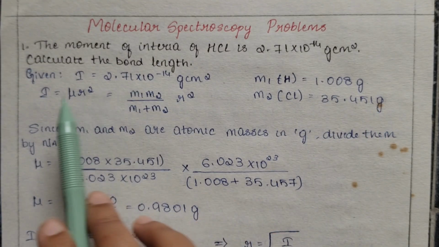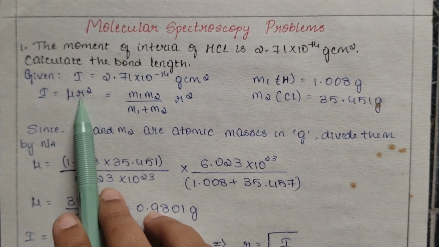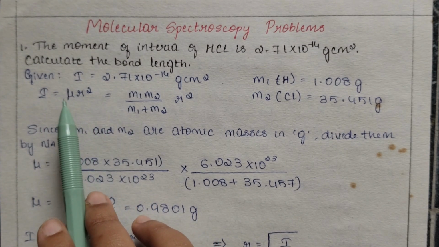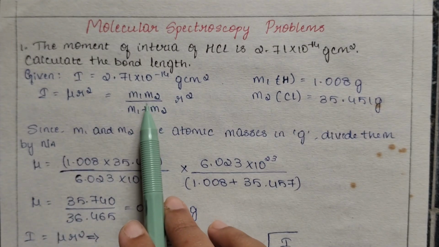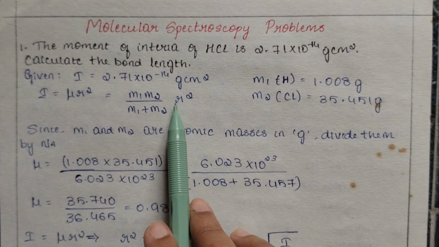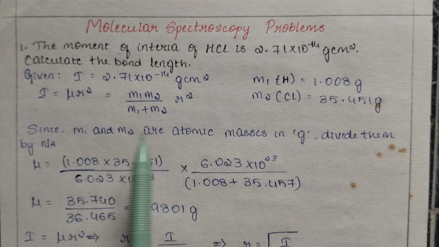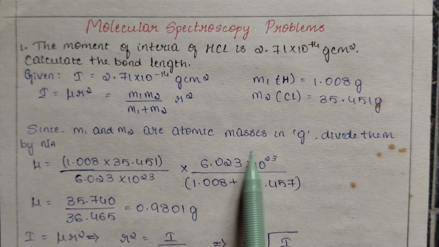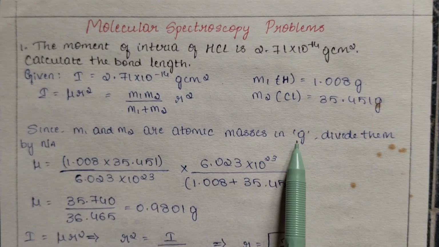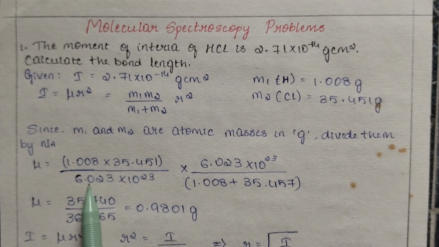And to calculate the moment of inertia, we know the formula mu r square, where mu is the reduced mass, which is m1 into m2 whole divided by m1 plus m2, times r square. So we need to calculate r square, and we know the values of m1 and m2. That is, m1 and m2 are the atomic masses which are represented in grams, and dividing them by the Avogadro number Na, whose value is 6.023 into 10 to the power of 23.